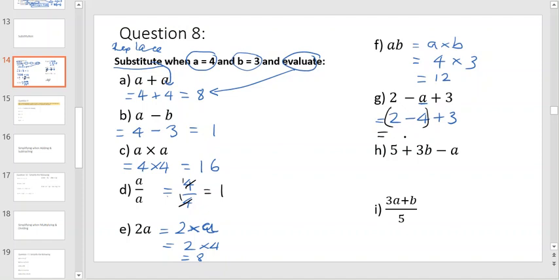I know I'll be in the negative end. So that's negative 2 plus 3. And if you get stuck with negative numbers, just use a number line. You can easily draw one up. Now, negative 2 plus 3, I'm heading back in the positive end. I end up with a 1, a positive 1 or just 1. So you should have had 1 for G.